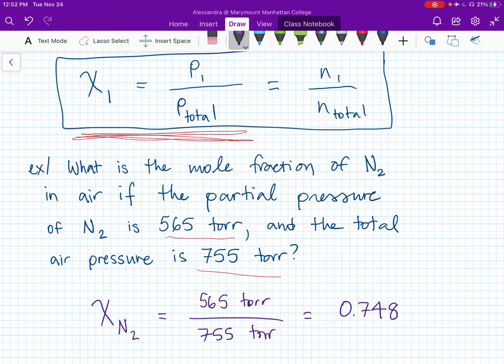Now, mole fraction is just a fraction. It's unitless, and it's always going to be between 0 and 1. So basically, this mole fraction is telling me that air is mostly nitrogen, right? Because mole fraction is always going to be between 0 and 1, and this is about 75 mole percent. So this is how you can put mole fraction into use, bearing in mind Dalton's law of partial pressures.